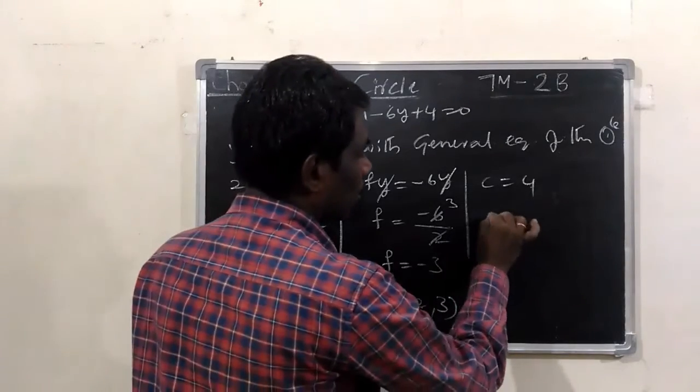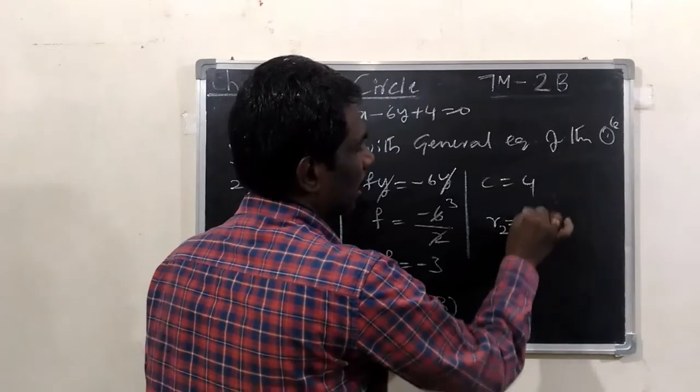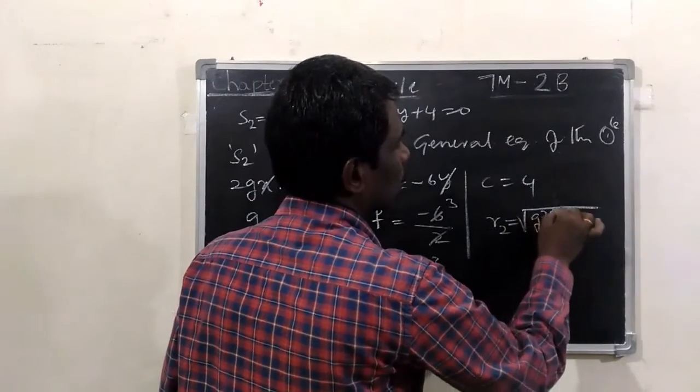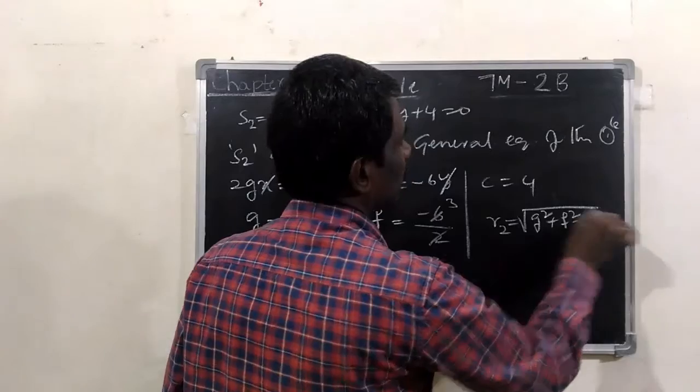And what about R2, the second radius? The radius formula is under root of g square plus f square minus c.